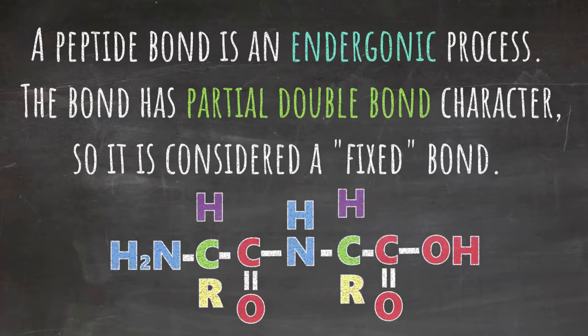This bond has partial double bond character, meaning it is difficult to rotate and can be considered a fixed bond. This occurs because the nitrogen has a lone pair of electrons which move between the bonds. It may seem counterintuitive that a peptide bond takes energy, but molecules enjoy being in a lower energy state for more stability.